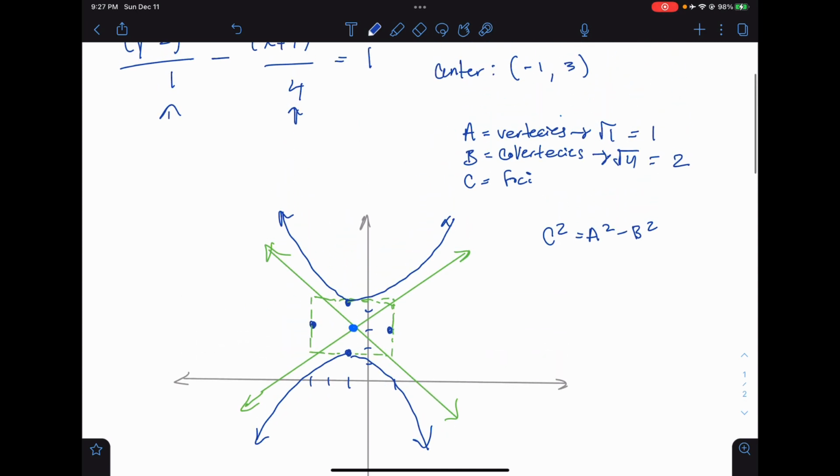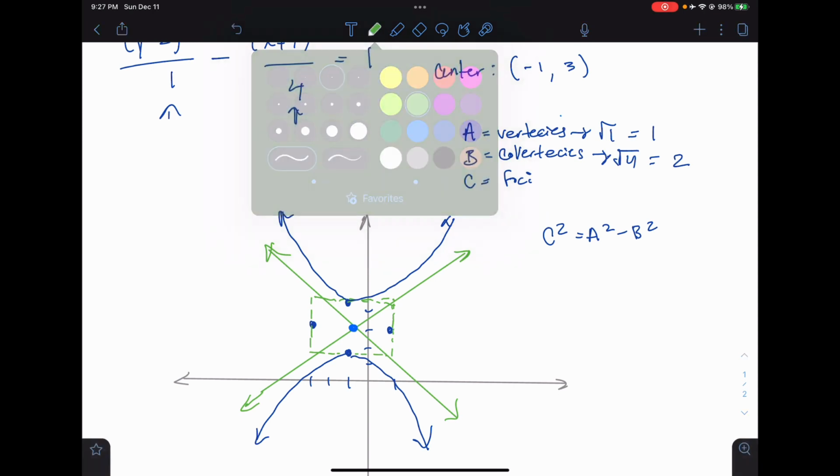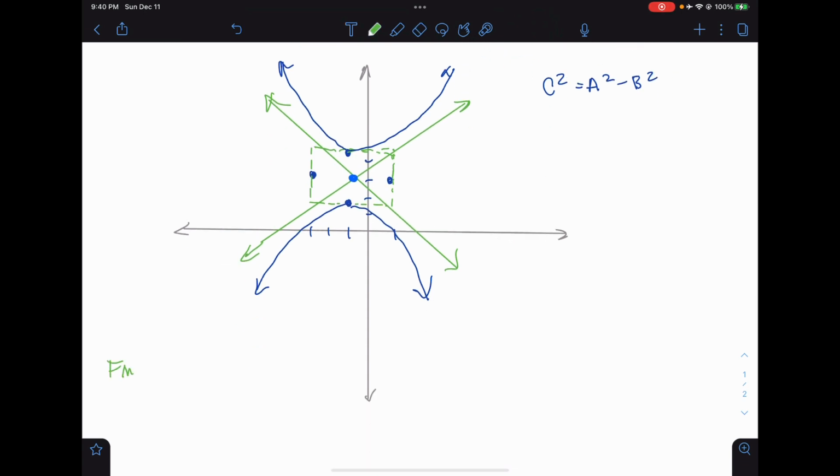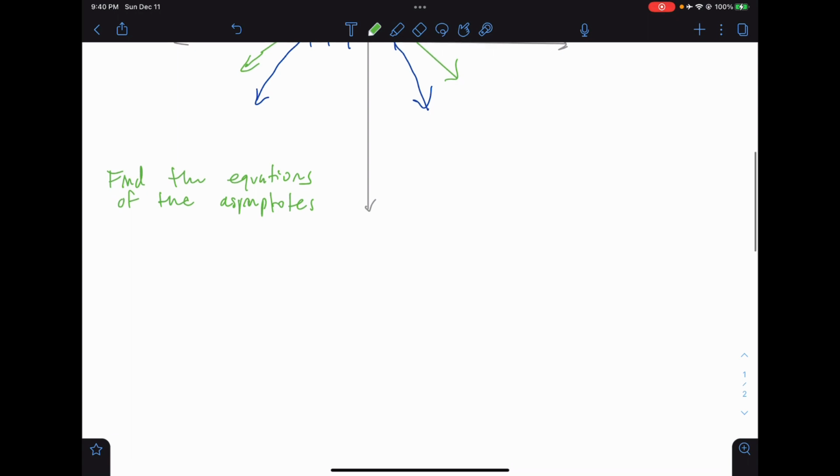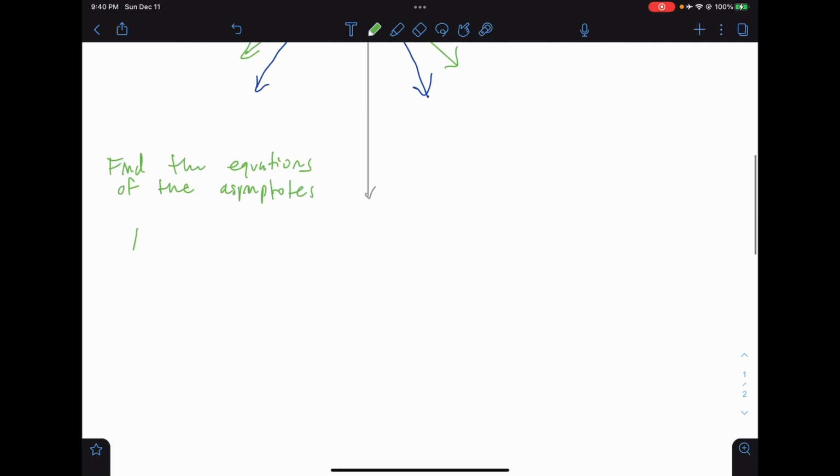So we're all graphed. The second part of the question there asked us to find the equations of the asymptotes. Okay, so the equation to find the two equations of both of these green lines up here. This is an equation I found online, which is y minus k is equal to plus or minus b over a times x minus h.